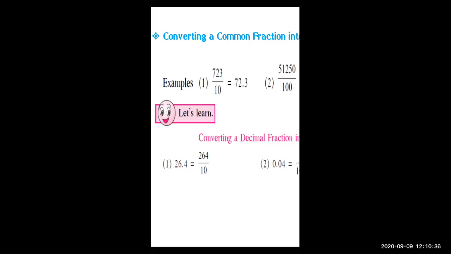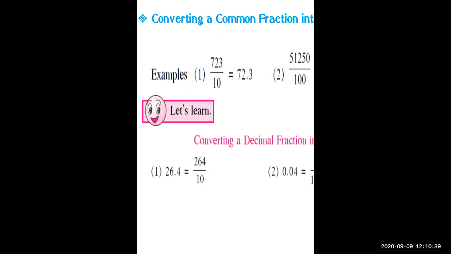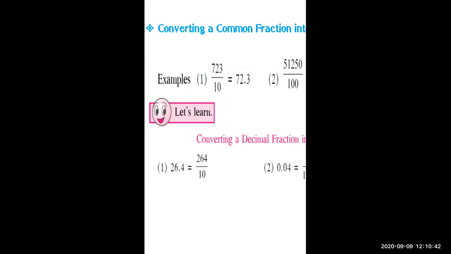Now here the first example is 723 upon 10. I have explained to you that when 10 is there, you have to put a point after one number. When 100 is there, you have to put a point after two numbers. When 1000 is there, you have to put a point after three numbers. But here it is 10, which means you have to put the decimal point after one number. So the main answer is 723, which should be divided by 10. We will read it as 723 upon 10.